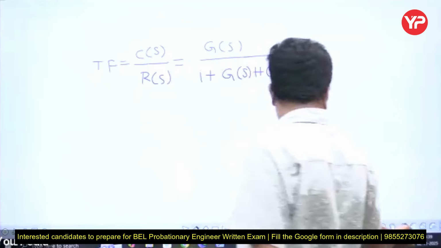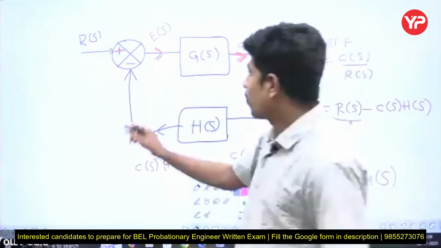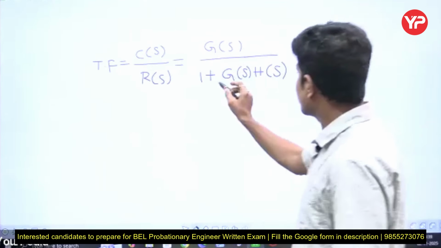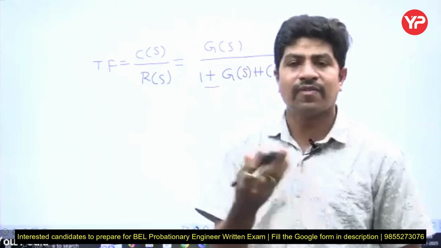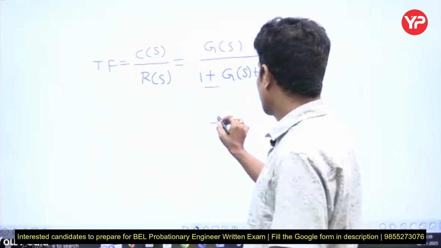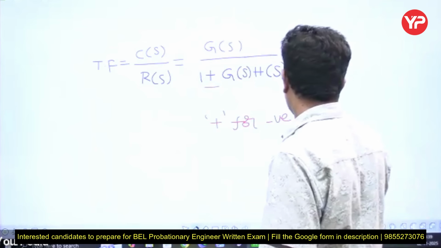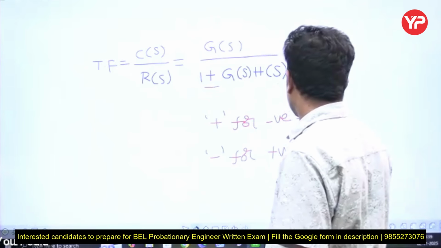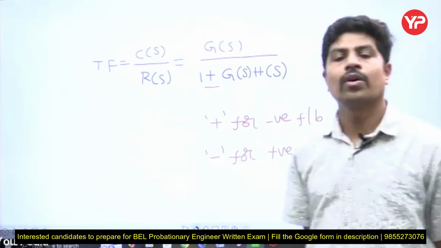Which feedback have we taken? Negative feedback. Suppose if I take a positive feedback here, this will change. In the diagram I can write minus for negative feedback, plus for positive feedback, but in the transfer function it is exactly opposite. So plus for negative feedback, minus for positive feedback.